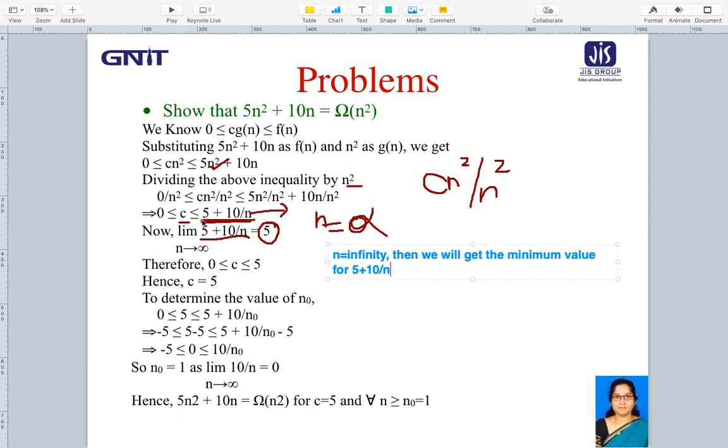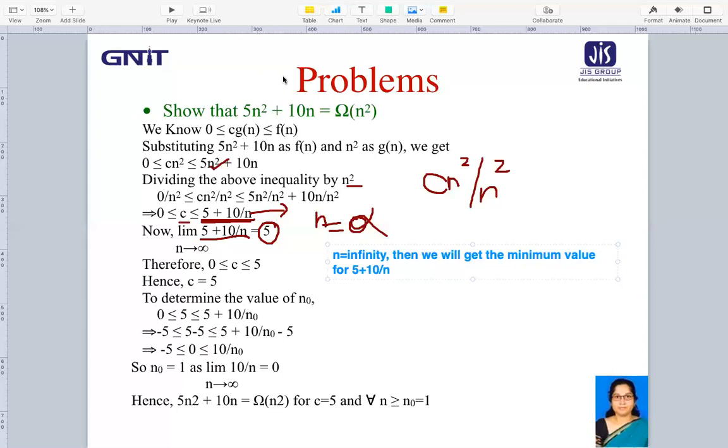Now we simply replace this here. So 0 less than or equal to 5 less than or equal to 5 plus 10 by n0. And if we solve this, we find that 10 by n, when n tends to infinity, will be 0 when n0 is equal to 1. So we are concerned about the minimum value. So we are going to take the minimum value for n0. So it will be n0 equals 1.